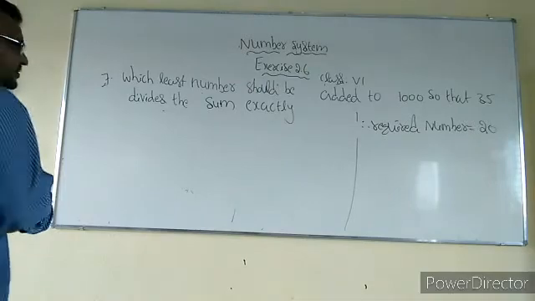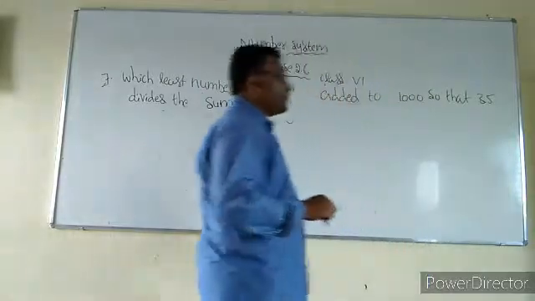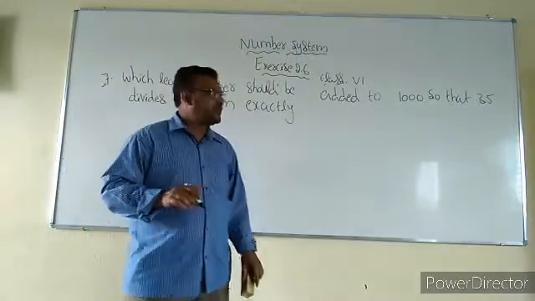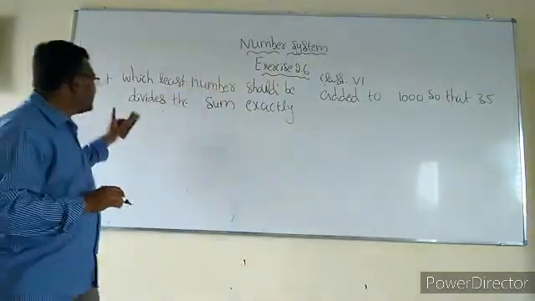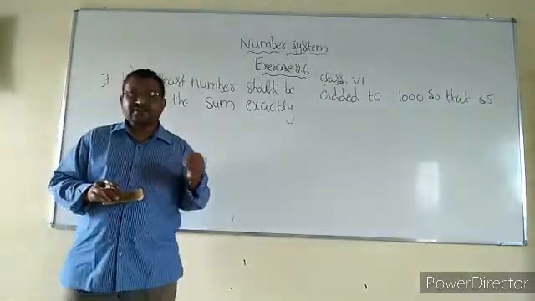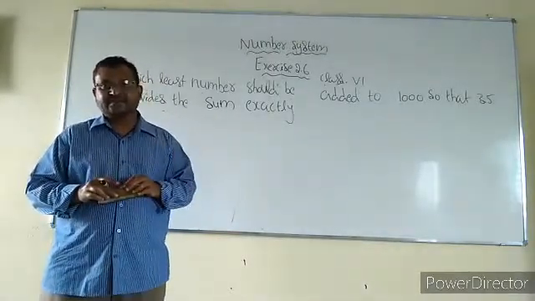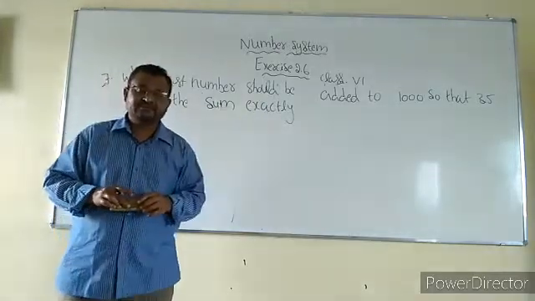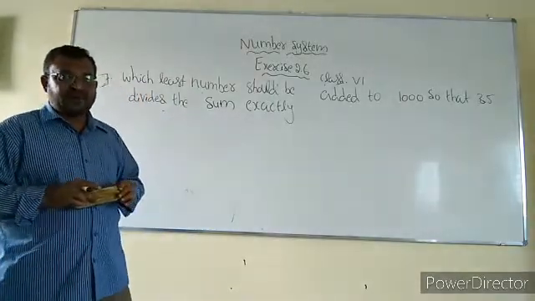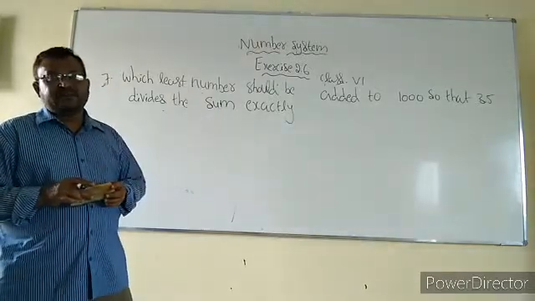Here the seventh one, next one. The seventh problem is given as: which least number should be added to 1000 so that 35 divides the sum exactly? In the last problem, the sixth problem, we were asked which least number we have to subtract from 1000 to be divisible by 35. Then we got 20 as the answer. Now the reverse sum. What number do we have to add to 1000 to be divisible by 35 exactly?